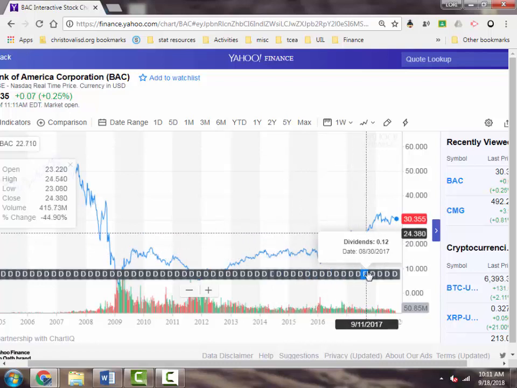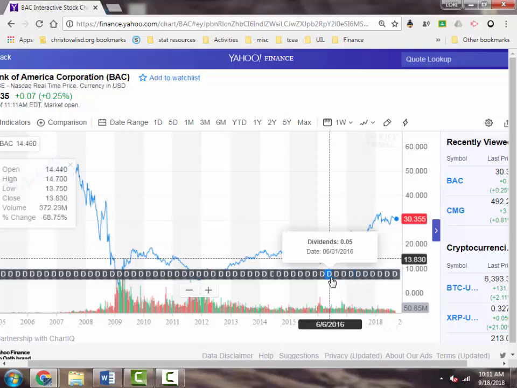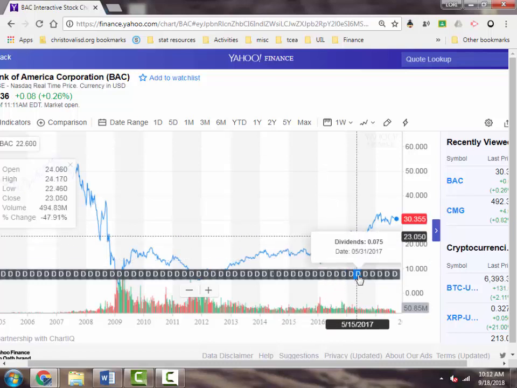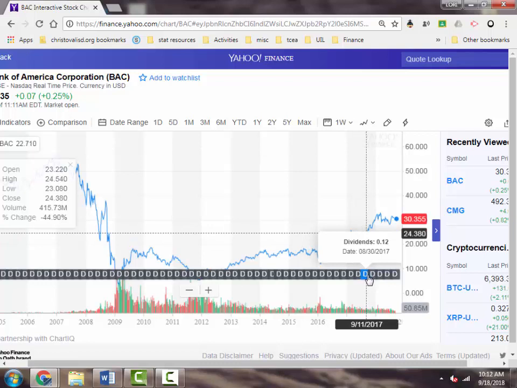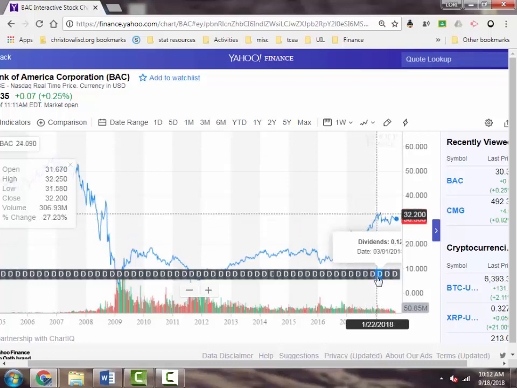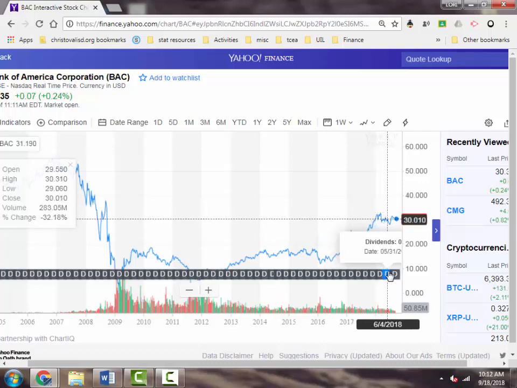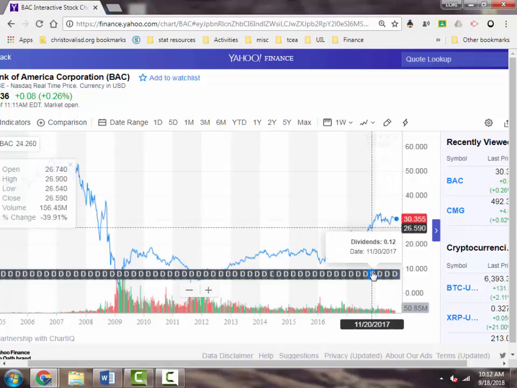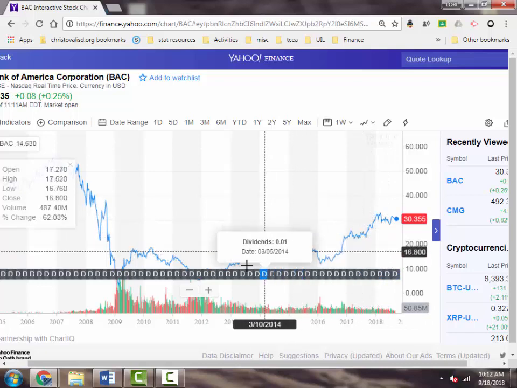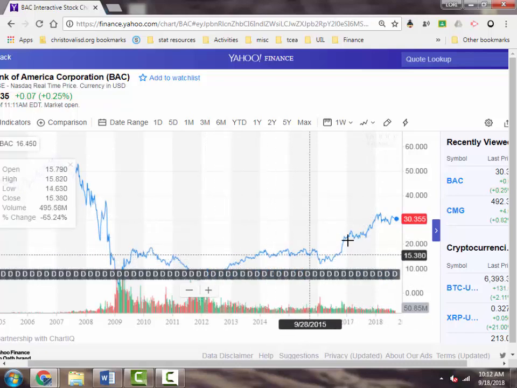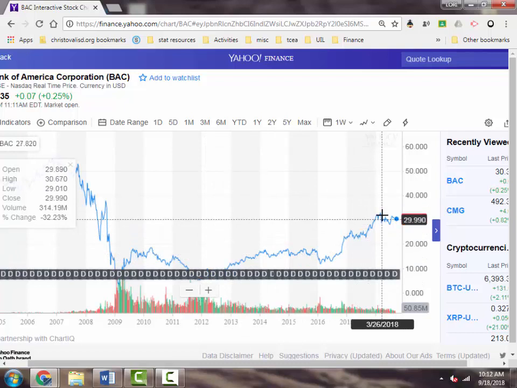And what do you notice about the dividend? You can read that far. Is that 5 cents in 2016? In 2017, it's 7.5 cents. In 2018, we're up to 12 cents. So what's happening to that dividend? It's going up. So they're sharing more of their growth back with the investors that have stuck it out with them.